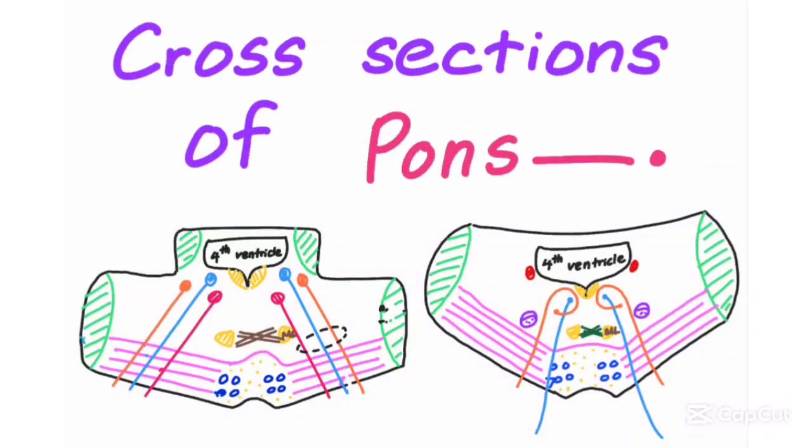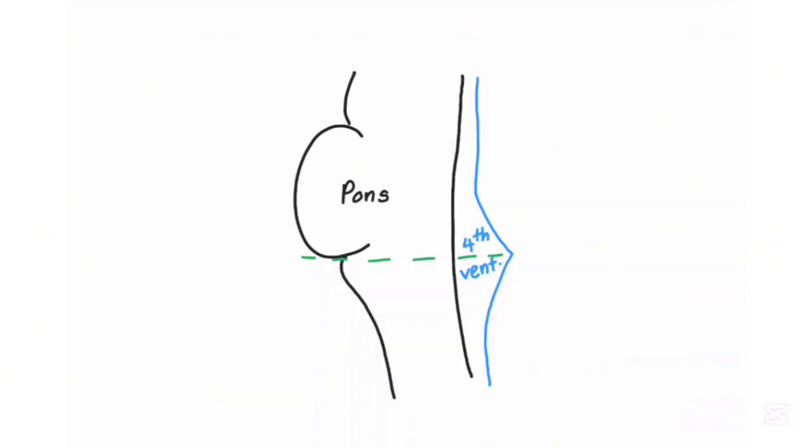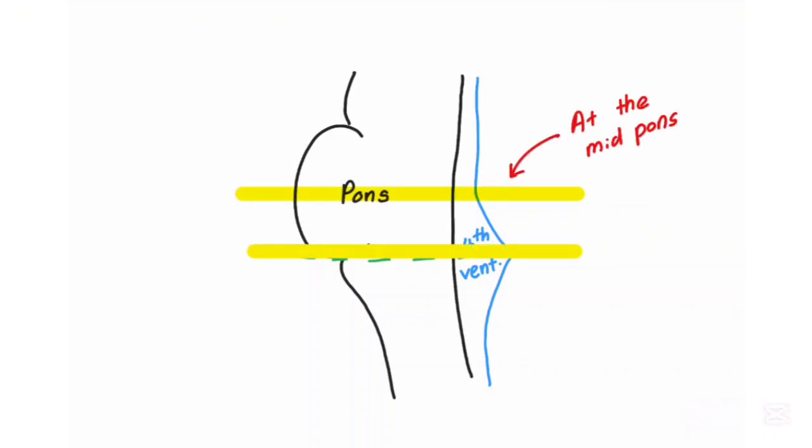Cross-sections of the pons. In this video, we're going to talk about two cross-sections, one in the middle of the pons and the other one at the bottom of the pons. So first we will talk about the caudal pons, that means the bottom level of the pons.